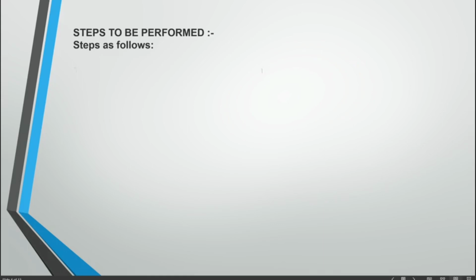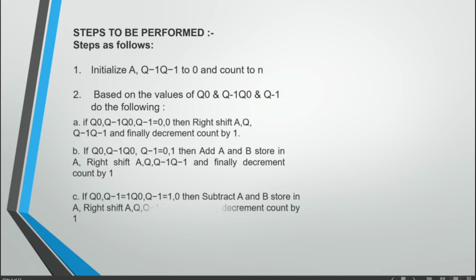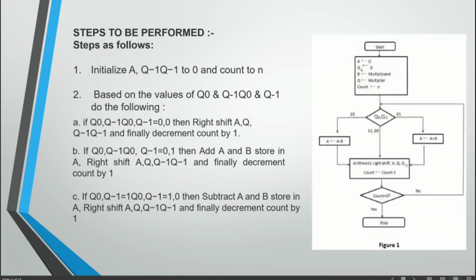Steps to be performed. The first step is to initialize q minus 1 to 0 and count to n. We will understand from the following image that based on the values of q0 and q minus 1, we do the following steps. First of all, we have to initialize A as 0, q minus 1 as 0, B as the multiplicand, Q as the multiplier, and count as n, as shown in the figure.